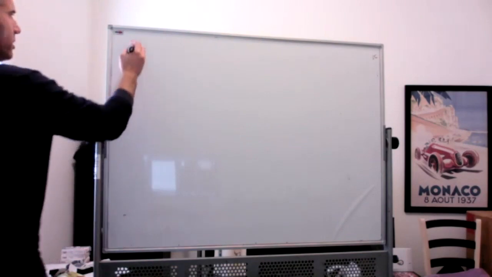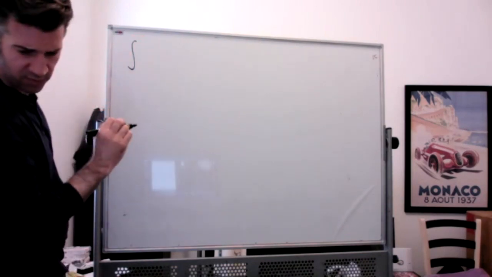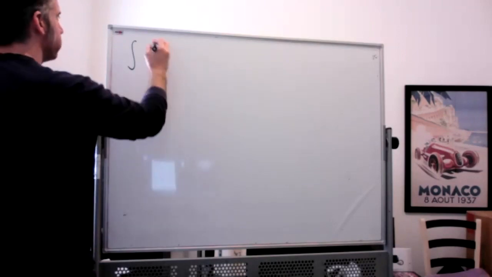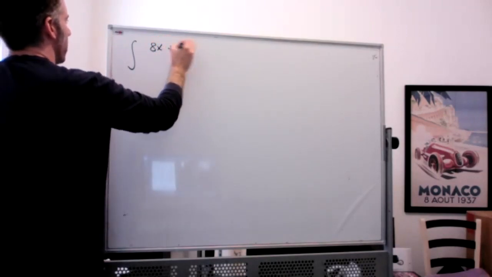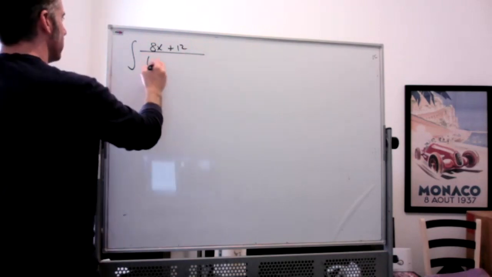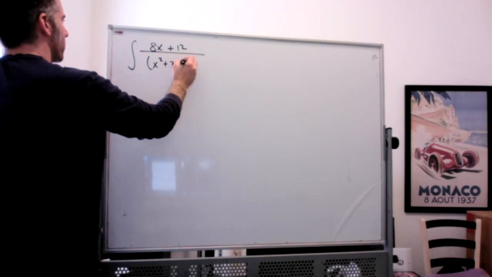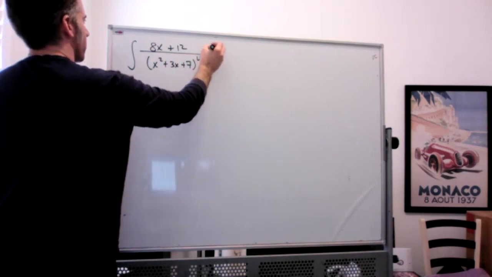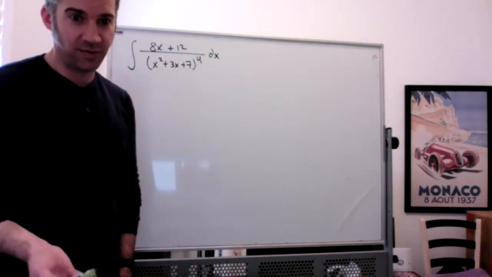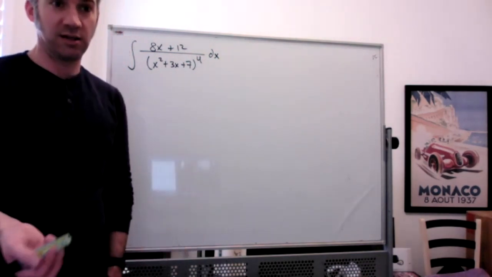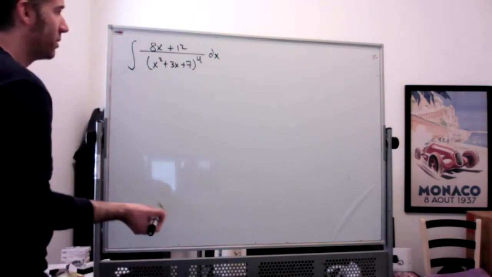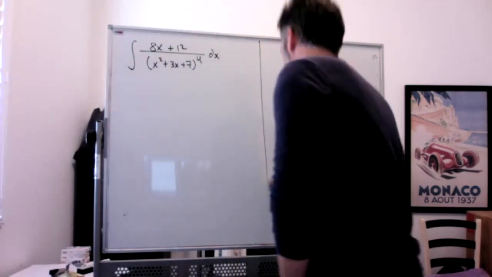Sure. Here's one. Let's say we've got the integral of 8x plus 12 over x squared plus 3x plus 7 to the 4th. So, as usual, our candidate for u is stuck in the denominator. It's stuck inside something being raised to a power. You could also ask the question, right?